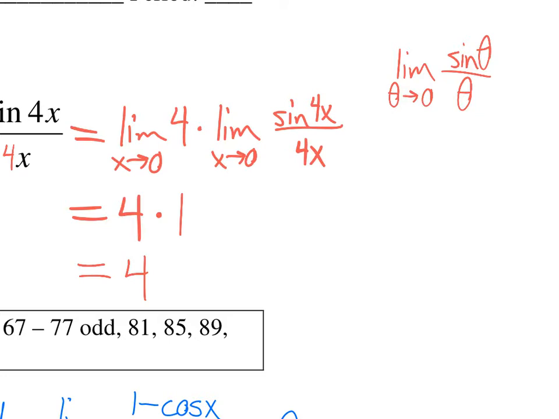Okay? But how are you able to separate the limit of 4 approaching 0 from everything else? We saw that yesterday when we were looking at some of those warm-up ones. We had like x times cosine x. We could take the limit of x and the limit of cosine x separately and just multiply them together.